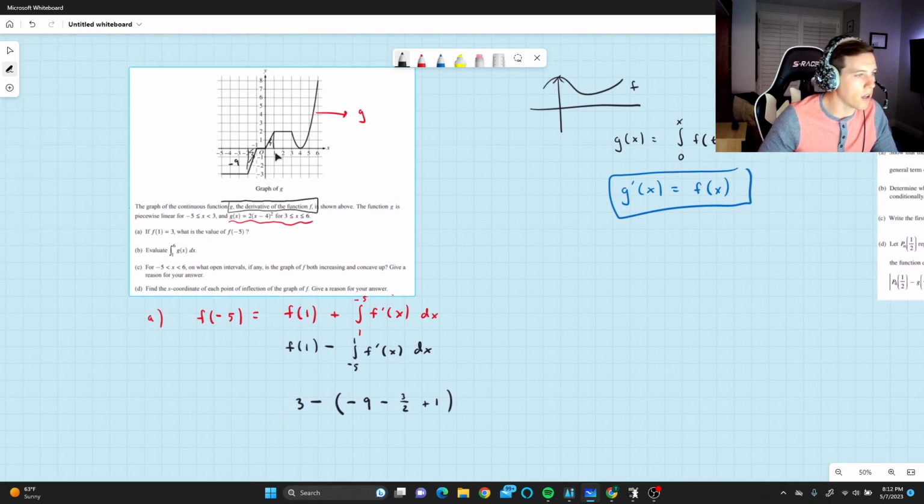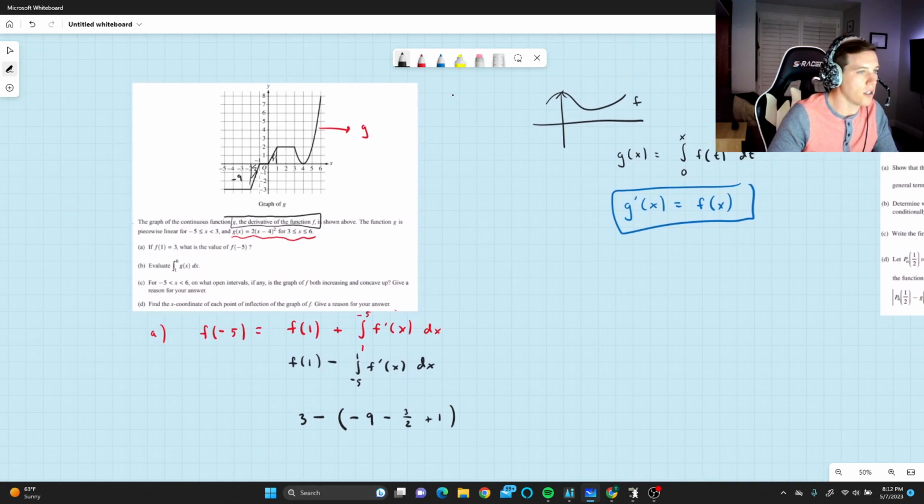Then the fun part, evaluate from 1 to 6 of G, and this is the graph of G. So this is the part where I'm not going to do this one by hand, like go through it all. But to do this one, you want the area from 1 to 6. And this is a combination problem. You basically have to do it as 2 parts. Do it as from 1 to 3 of G, and add to that from 3 to 6.